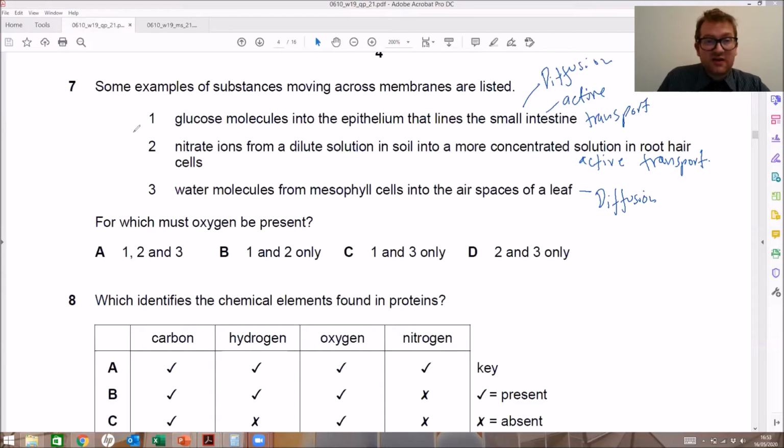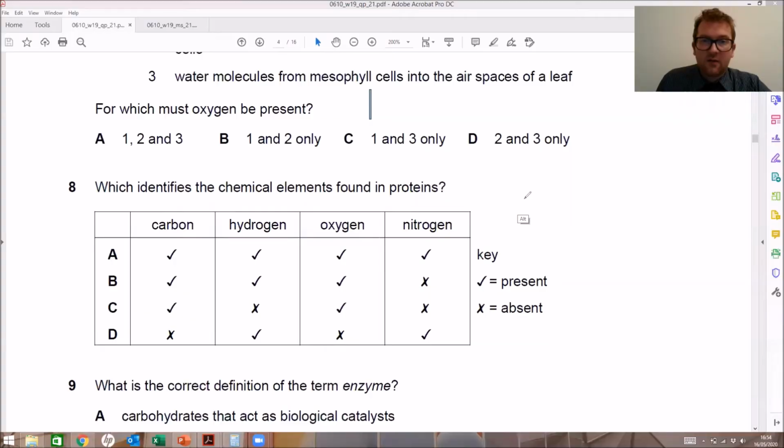Okay, so if we look at this, only option 1 and option 2 actually need energy from aerobic respiration, whereas option 3 is passive. So any option here with the number 3 is incorrect. So A is incorrect, C is incorrect, and D is incorrect. And just to check option 1 and 2, yes, this is the only option that is available here that is correct.